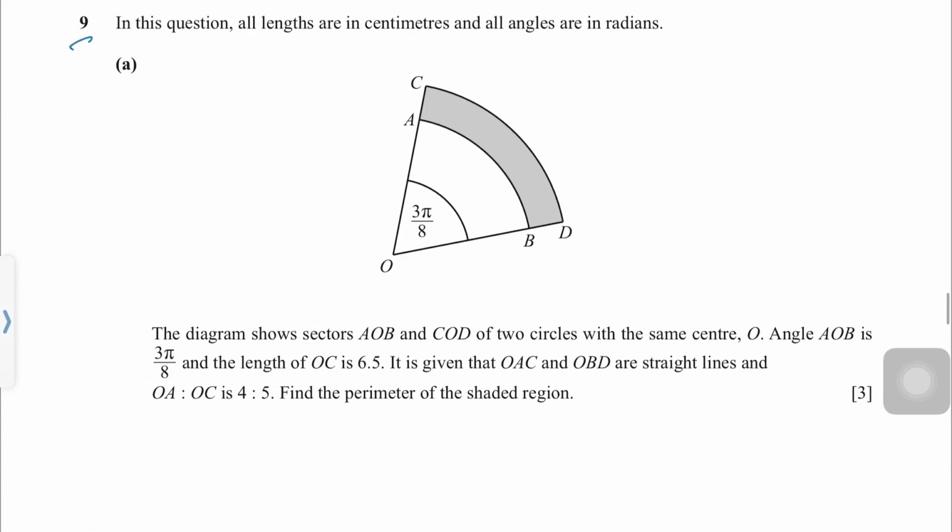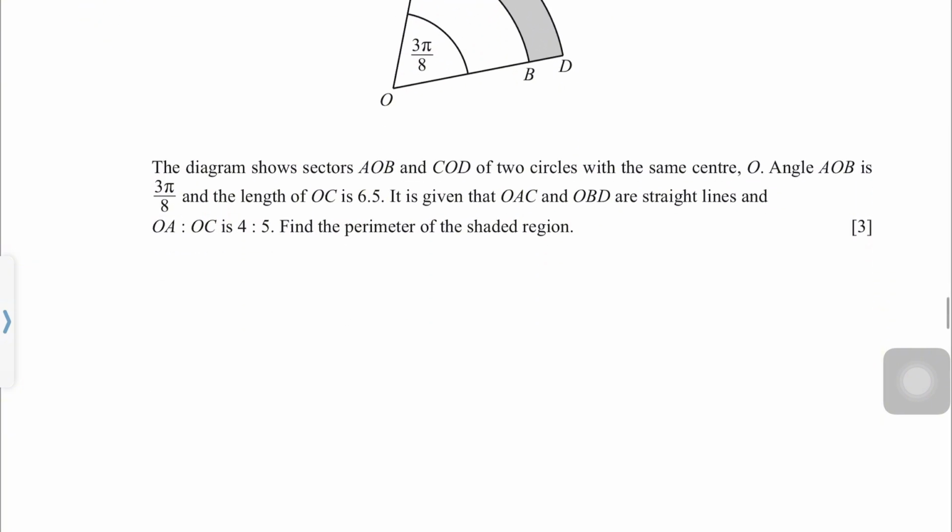Okay. So now moving on to question 9. The diagram shows sectors AOB and COD of two circles with the same center O. Angle AOB is 3 pi by 8 and the length of OC is 6.5. It is given that OAC and OBD are straight lines and the ratio OA to OC is 4:5. Find the perimeter of the shaded region.